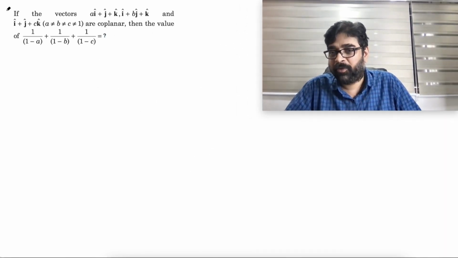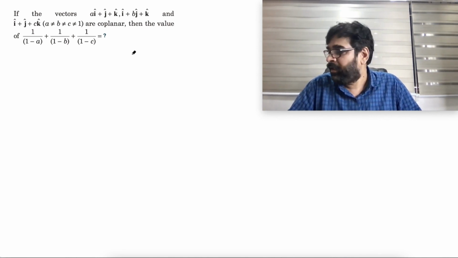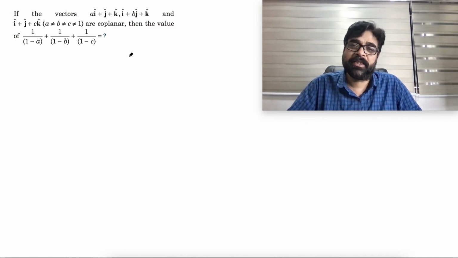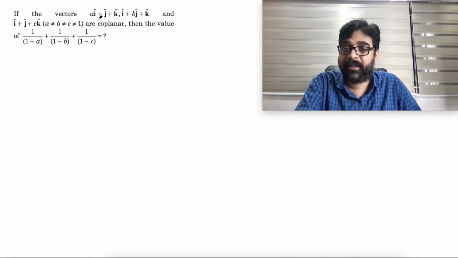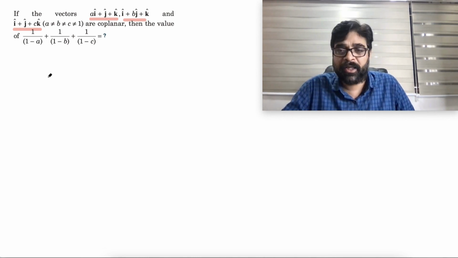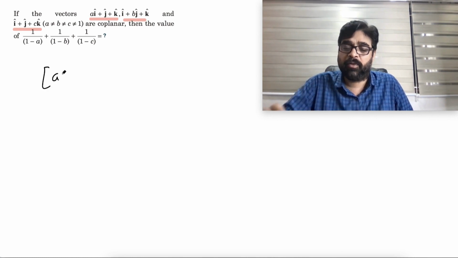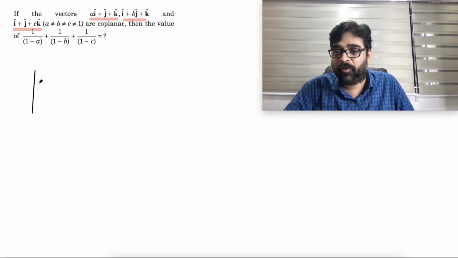This is a very popular JEE question, in every book, everywhere you will find this question. It's not a vector question, it's basically a determinant question. There are 3 vectors, carefully you have to read. This is one vector, this is another vector, this is another vector. A, B, C, none of them equal to 1, are coplanar. If these 3 vectors are coplanar, the box product of these 3 vectors will be 0.